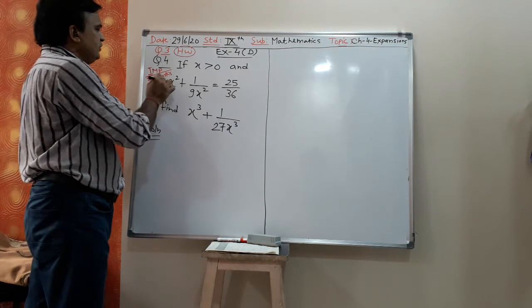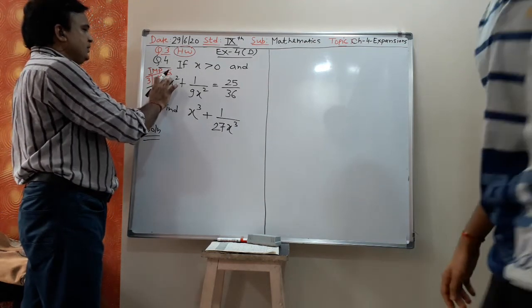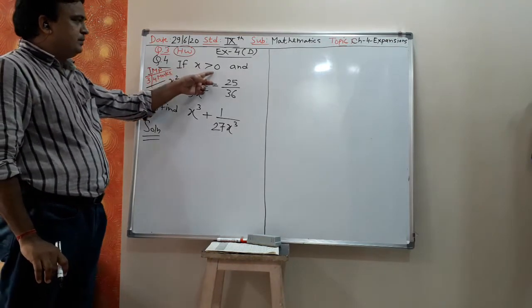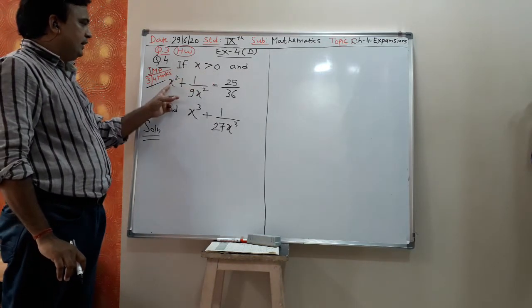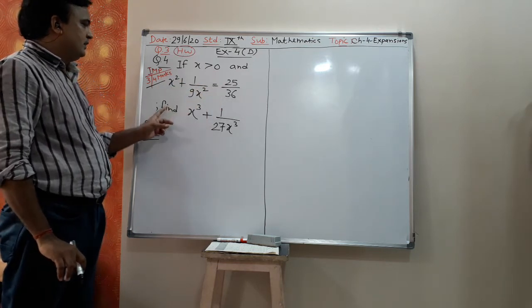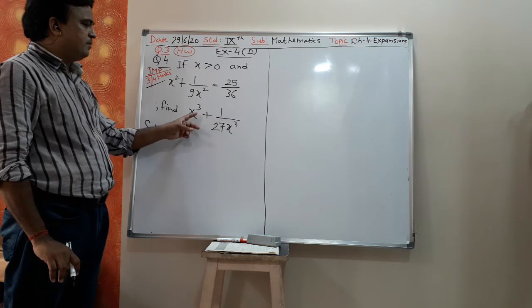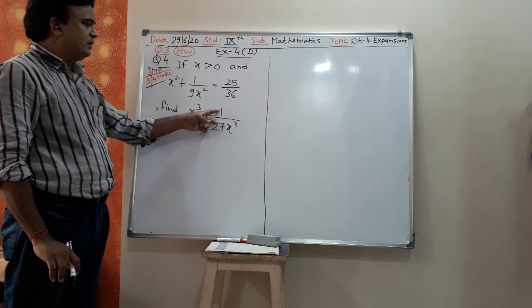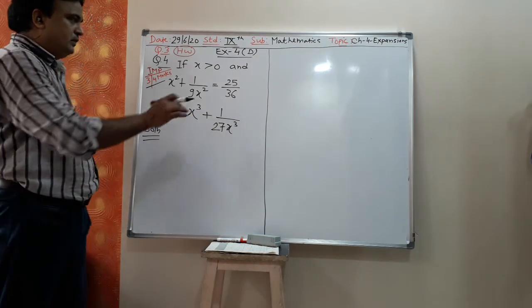This can be asked for 3 to 4 marks. Important question. It is given that x is positive and x square plus 1 upon 9x square is 25 upon 36. Then find the value of x cube plus 1 upon 27 x cube.